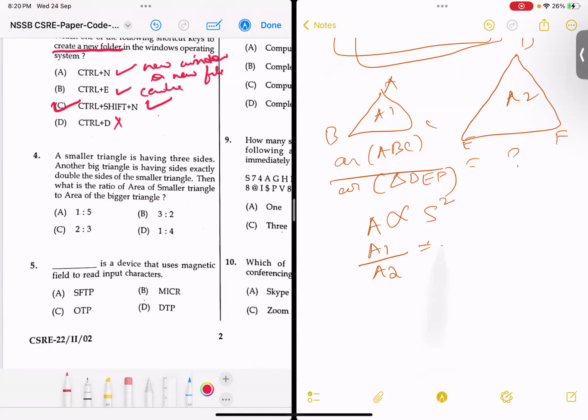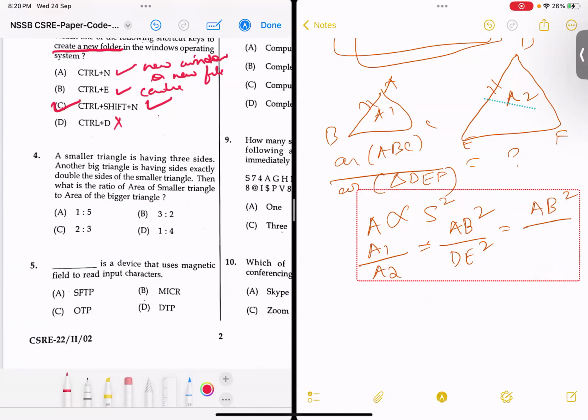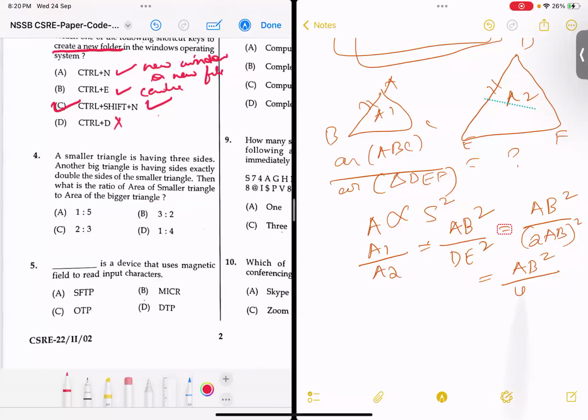Now, area A1 is directly proportional to side square. Say the side is AB, and the corresponding side is DE square. So this is how it is. But it says that the sides of the bigger triangle are double the sides of the smaller triangle, which means AB square over DE square, where DE is twice AB, whole square. This gives AB square divided by 4AB square, which means it will be 1 by 4. So the answer is 1 by 4.